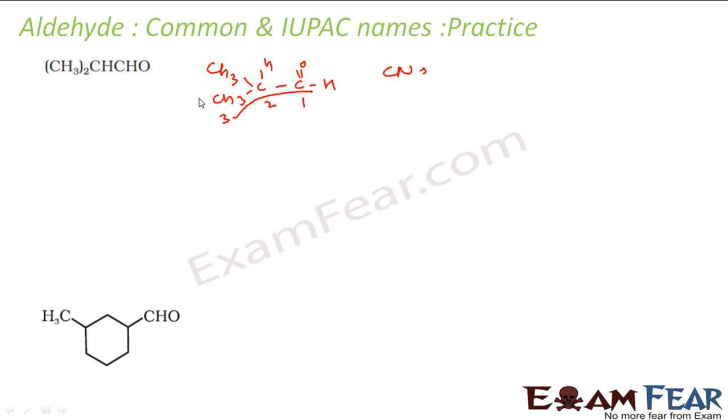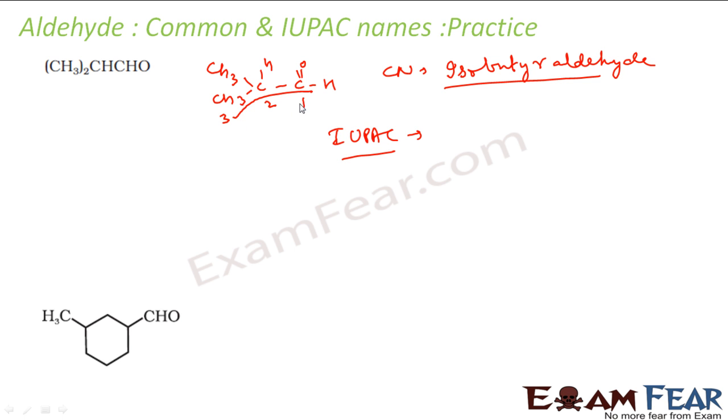For the common name, this is derived from isobutanoic acid, so it will be isobutyraldehyde. This is derived from isobutyric acid. For the IUPAC name, we have better rules. Let's focus on the IUPAC name.